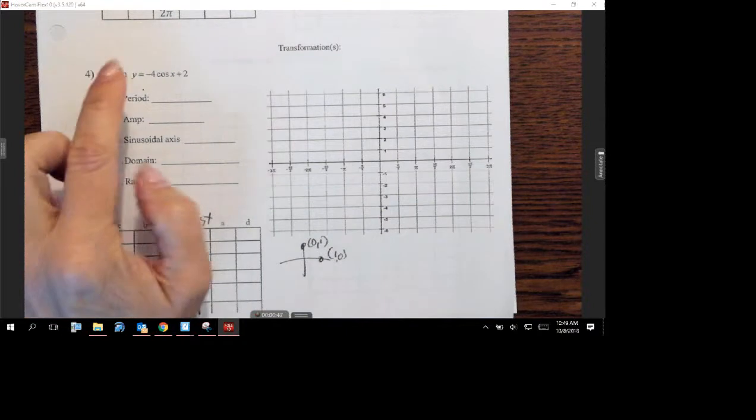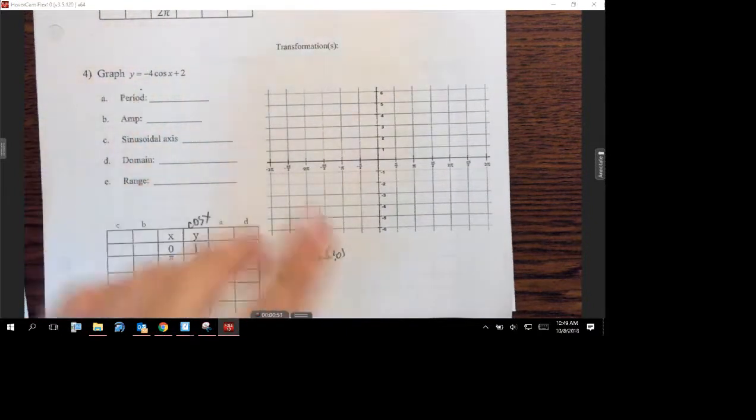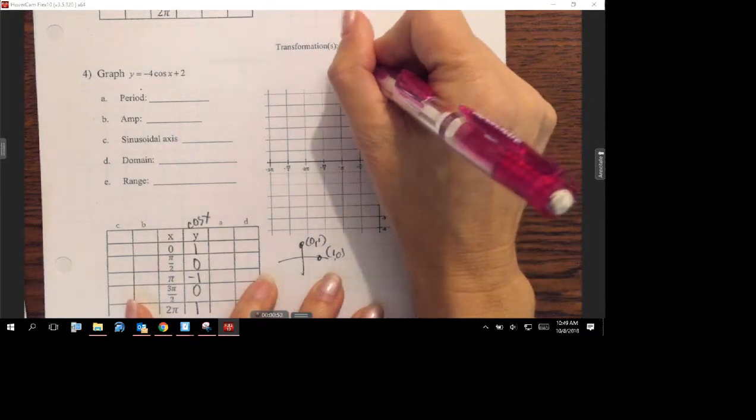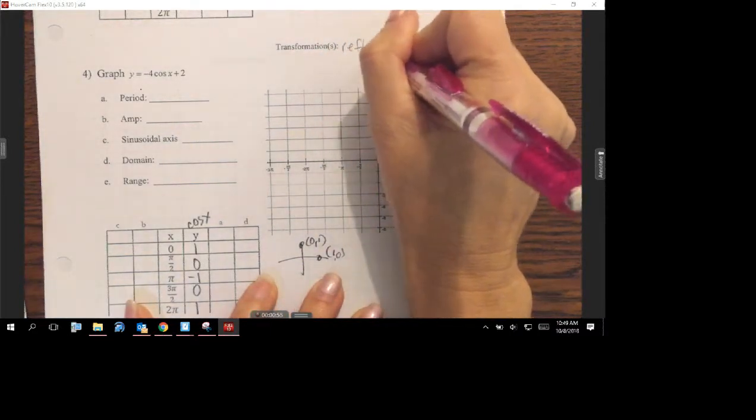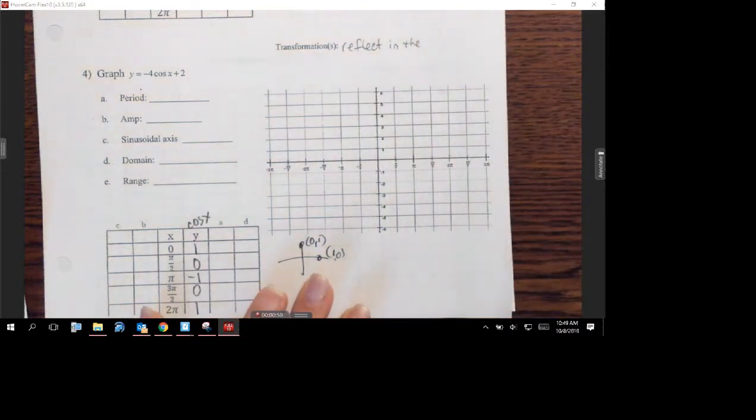First thing that I come to as I go left to right is a negative sign. What does the negative sign mean? Reflect in the... is it vertical or horizontal reflection if it's outside of the sine? The vertical. So if I'm vertically reflecting, remember this? If I'm vertically reflecting, then the x-axis.